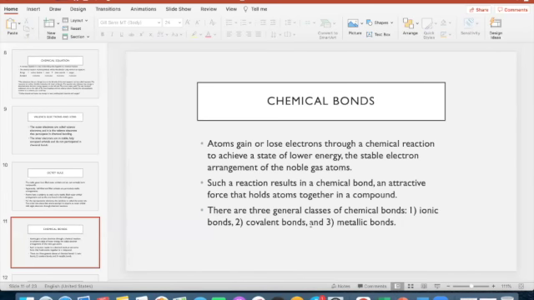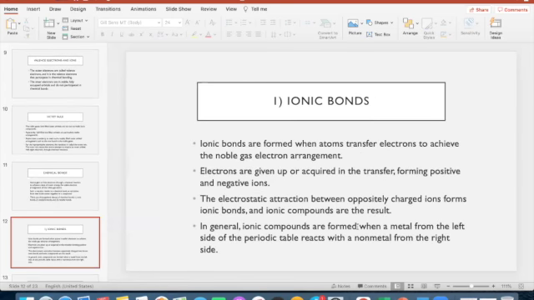ionic, covalent, and metallic. Your ionic bonds are formed when atoms transfer electrons to achieve the noble gas arrangement. Those electrons are lost or acquired in the transfer, so they form positive and negative ions. The electrostatic attraction between opposite charges, because opposites attract, don't forget that, is what forms the ionic bonds. Those compounds are the result of that ionic bond.